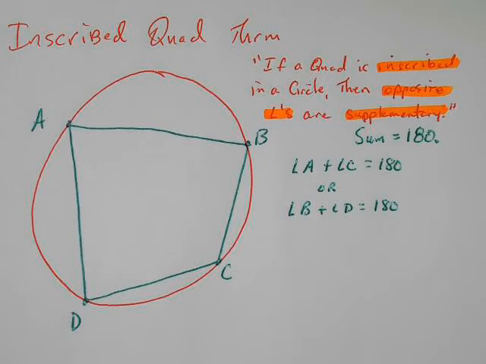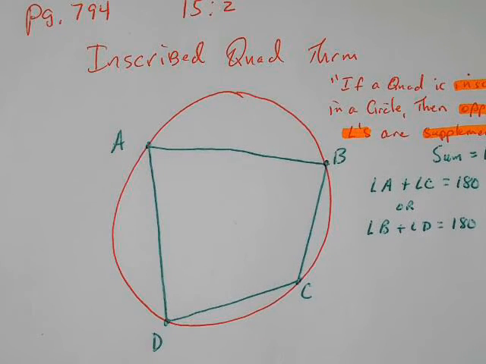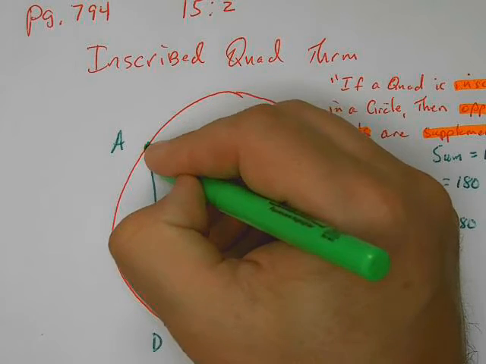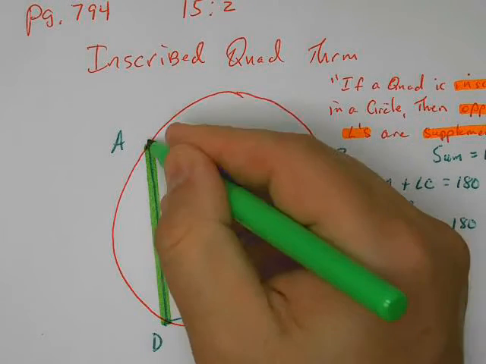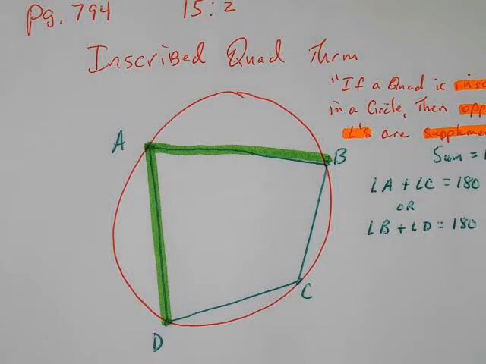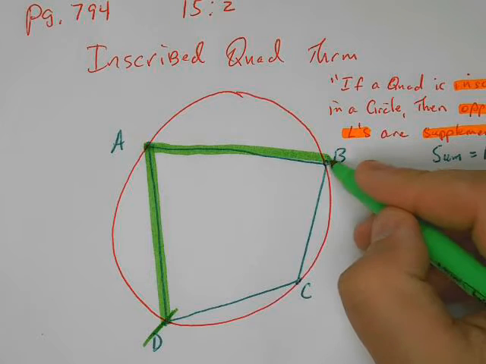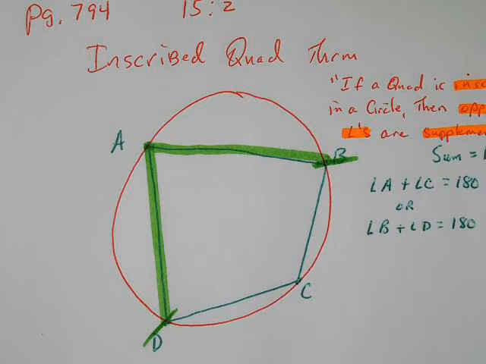Now, let's explain why that is true. Not just that it's true, but why is it true? So you've got to watch the screen fairly closely here. If you look at angle A, let's start with that. I'm going to highlight the sides of angle A. And it intersects the circle at 2 points. The 2 points are at D and at B. So angle A intersects the circle at 2 points.